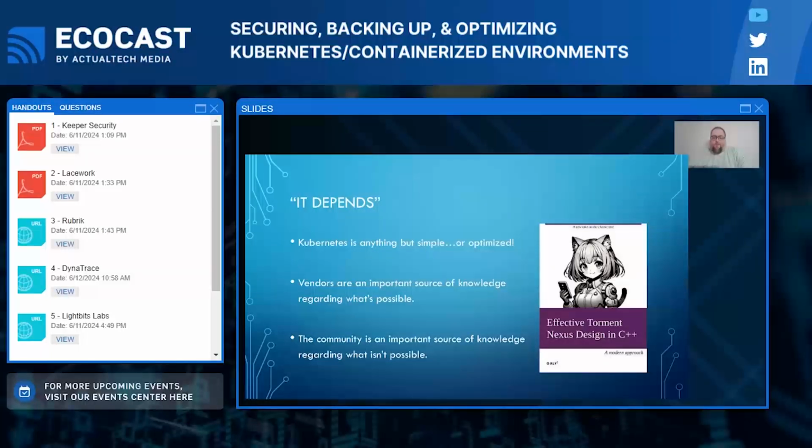If the topic of this event is supposed to be something about backing up, optimizing, or otherwise just managing and maintaining containers in general, but Kubernetes very specifically, Kubernetes is anything except easy. It's gotten better, don't get me wrong, but still a lot of work.